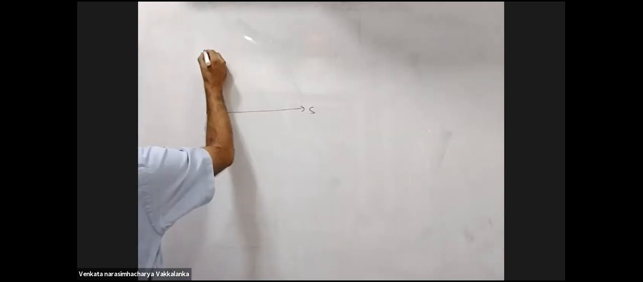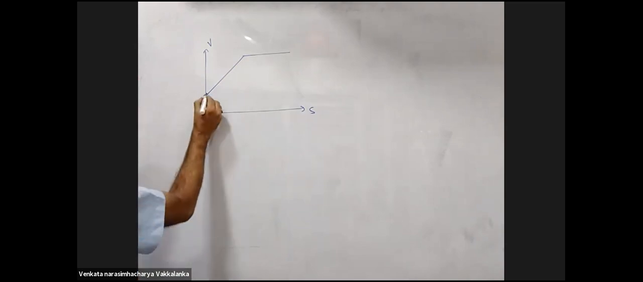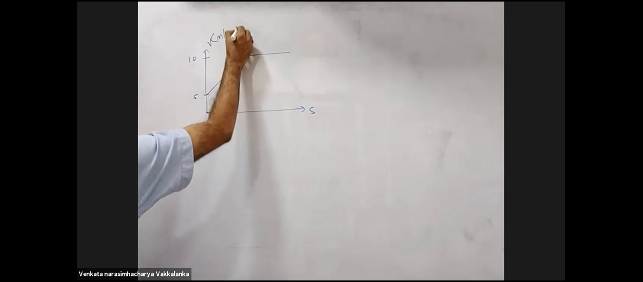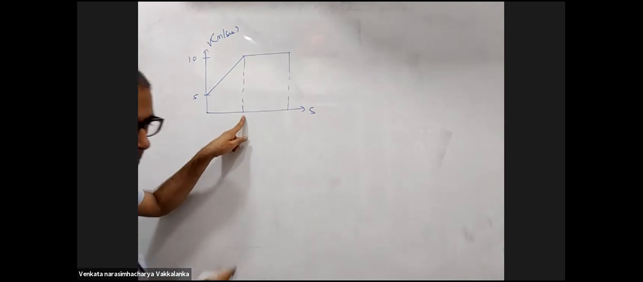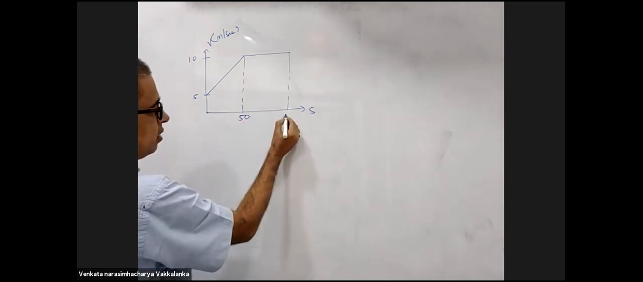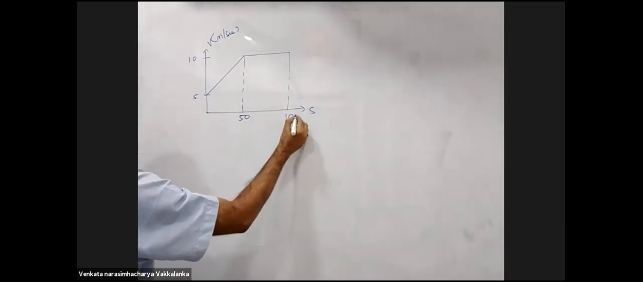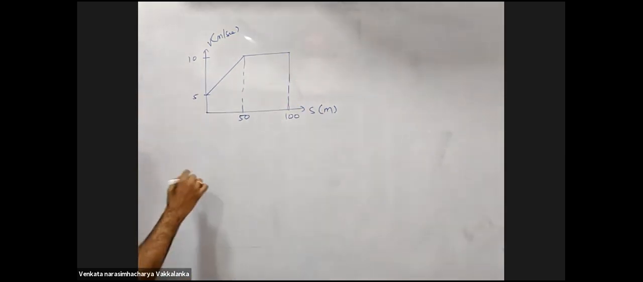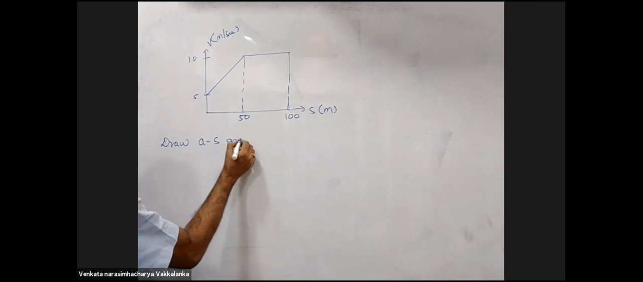The velocity displacement graph is given this way. This value is 5, this value is 10. I am assuming I am giving good numbers. Let me take this value as 50, this value as 150. But make it 100. This is meters. Draw the acceleration displacement graph. AS graph. Draw the AS graph.